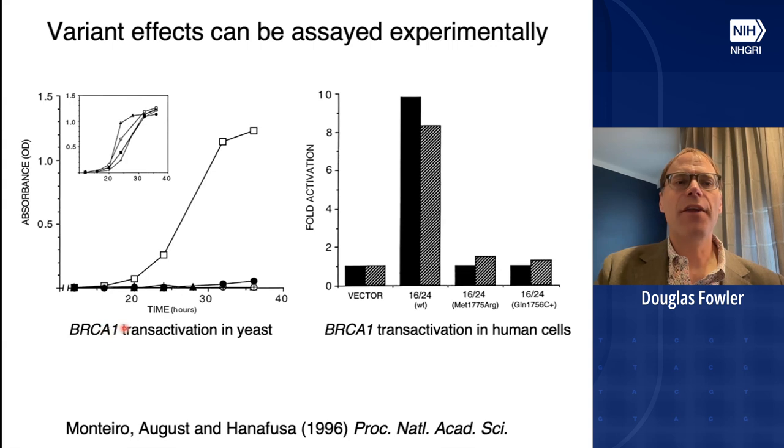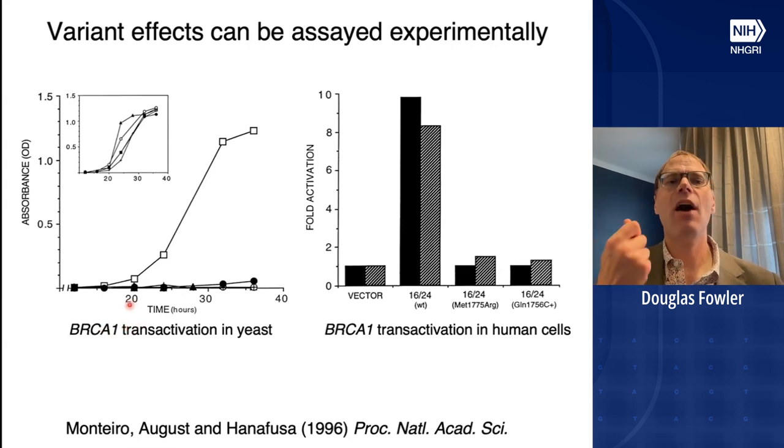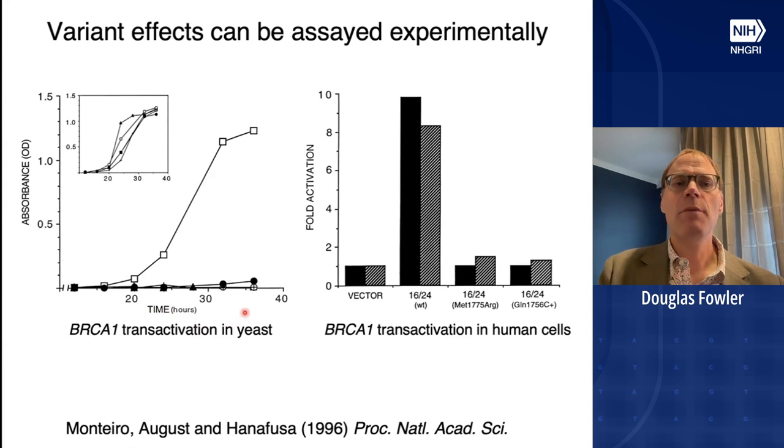And so these authors constructed a transactivation assay, so testing how well BRCA1 variants activated gene expression, both in yeast, and you can see their reference or wild type control here in open squares, and then some variants in these closed circles and triangles. And these variants don't transactivate in yeast. And they also did an experiment in cultured human cells and showed once again that compared to the reference or wild type, the variants they were interested in didn't transactivate, weren't able to activate gene expression. So they inferred, hey, these variants must be pathogenic because they don't fulfill this critical function of this gene. So that's the idea of using an experiment to test variant effects.